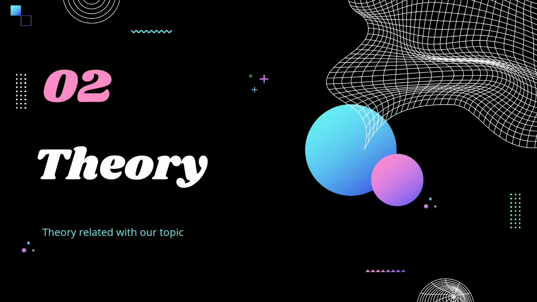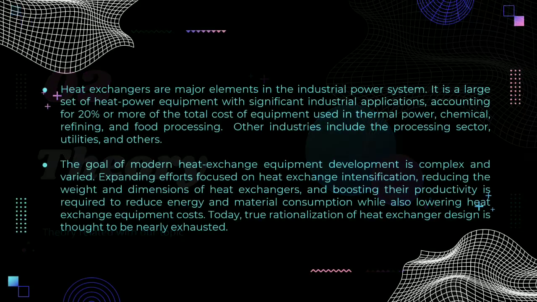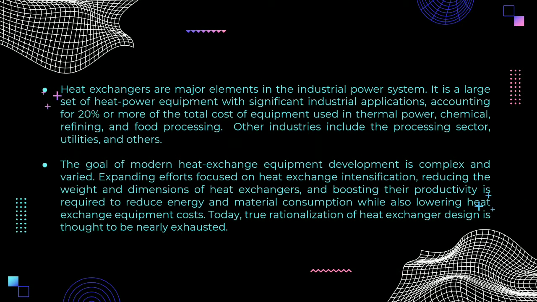So moving on to part 2, which is the theory related with our topic. Heat exchangers are major elements in the industrial power system. It is a large set of heat power equipment with significant industrial applications, accounting for 20% or more of the total cost of equipment used in thermal power, chemical, refining, and food processing. Other industries include the processing sector, utilities, and others.